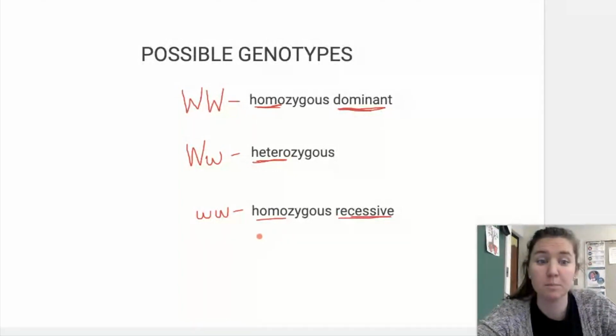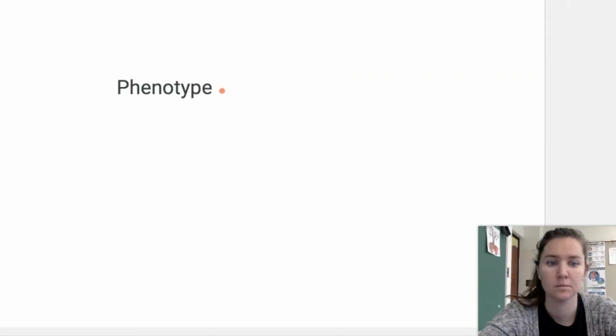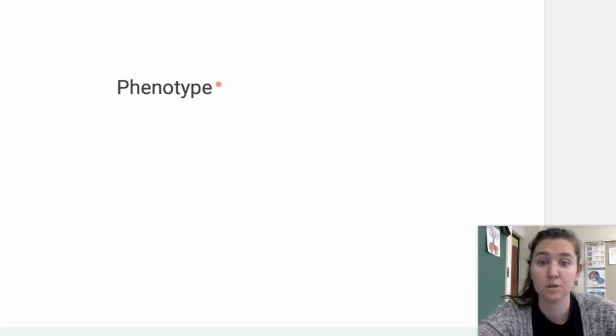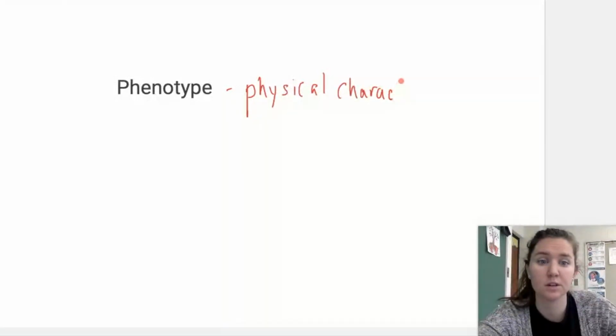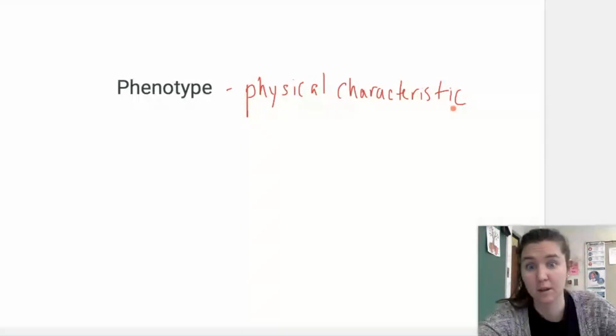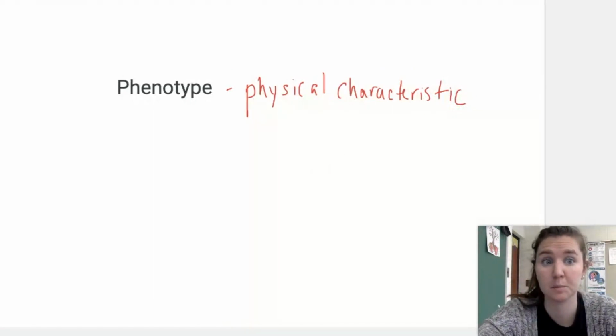So these are the three possible genotypes. Genotypes being the combination of alleles that someone has for this trait. Now a phenotype, on the other hand, that's the physical characteristic. So you can think phenotype and physical start with the same sound. Physical characteristic is the phenotype. And so in this case, the phenotype would be either having a widow's peak or not having a widow's peak.